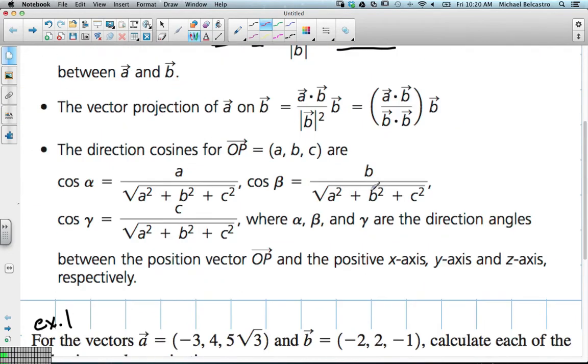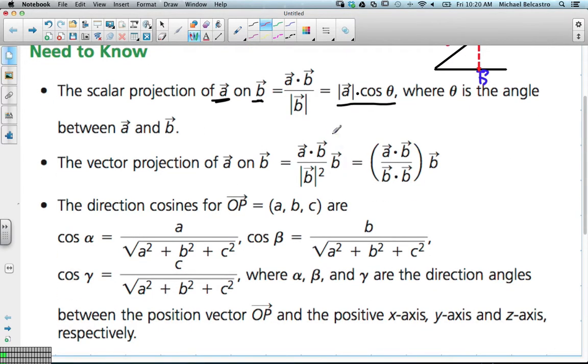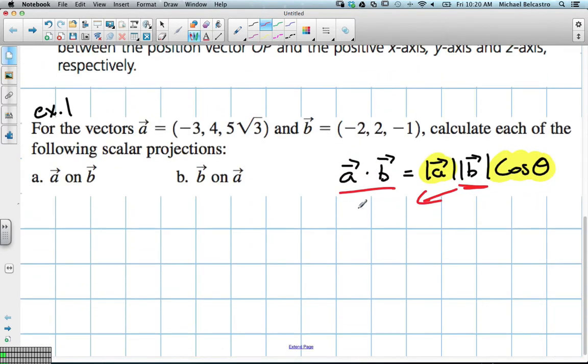I'll show you it again at the top, with our magnitude of B on the bottom. And we have our scalar projection formula. So it's just moving around the dot product. That's the idea to it. So if we're doing a scalar projection of A on B, we're looking for A dot B divided by the magnitude of B.